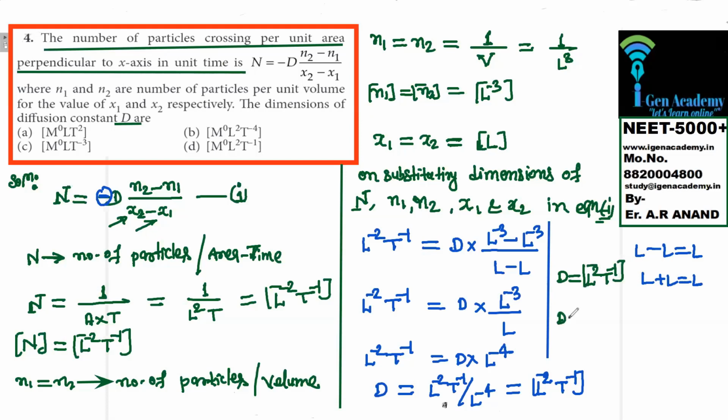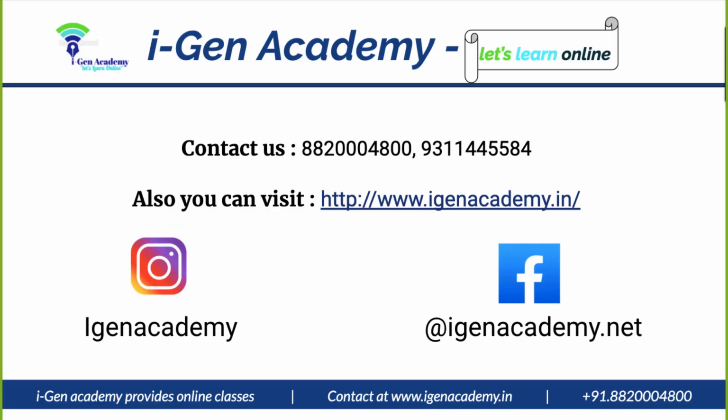This can also be written as M raised to the power 0, L raised to the power 2 and T raised to the power minus 1. So let us check in the options. This is our answer actually. Let us check which option is the correct one. You will say that option M raised to the power 0, L raised to the power 2, T raised to the power minus 1, option D, is the right one. Okay, perfect. So that's the end of question number 4. Let's move on to the next question.